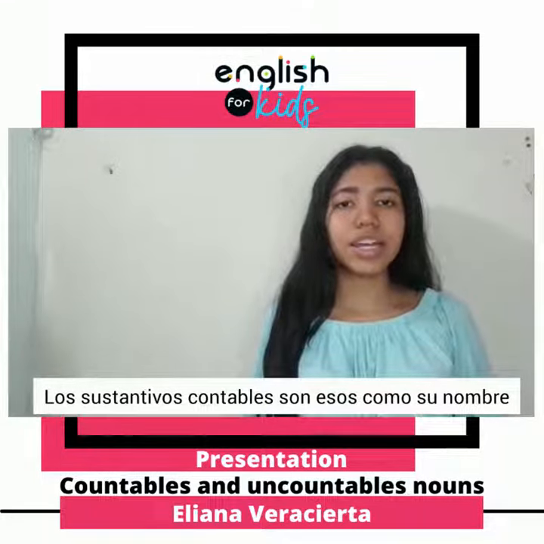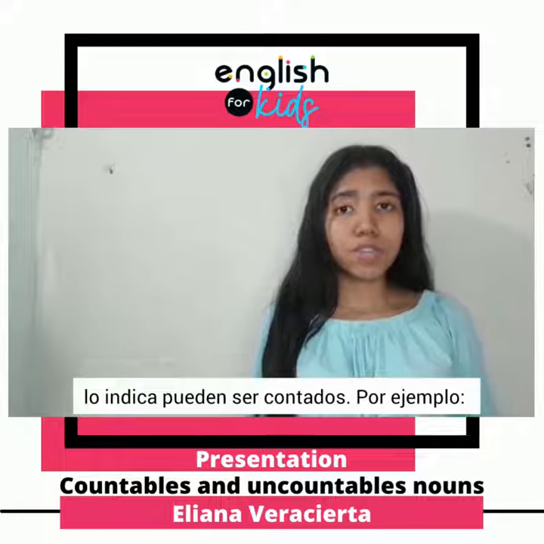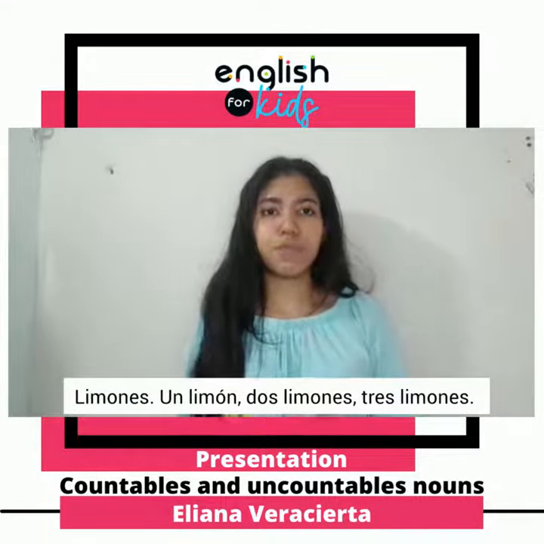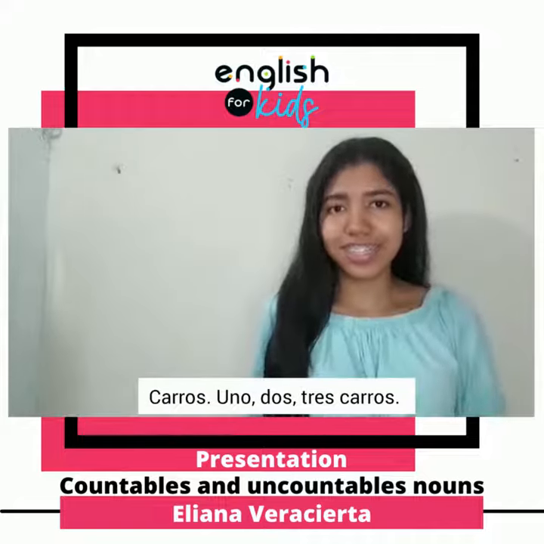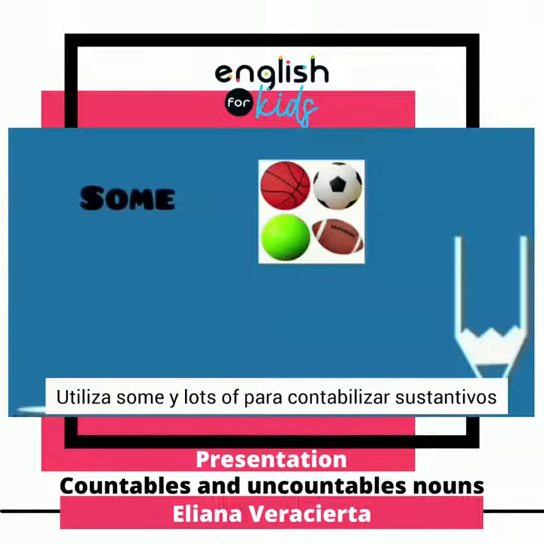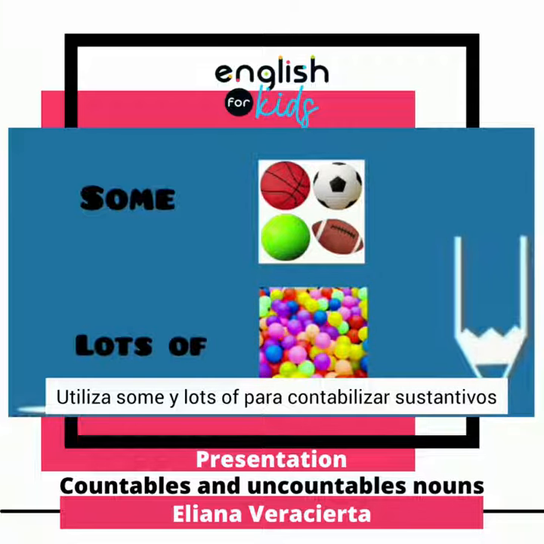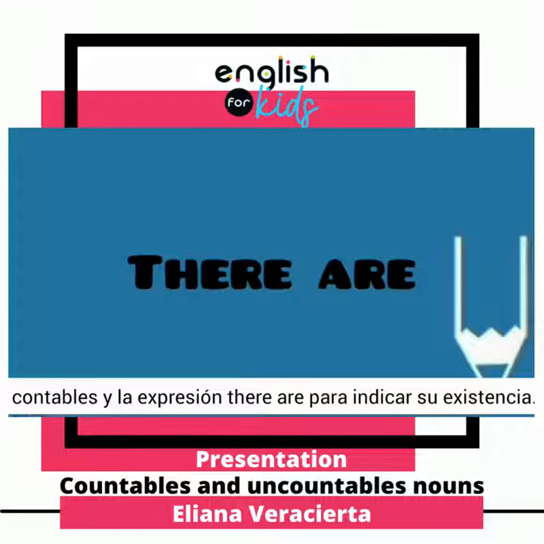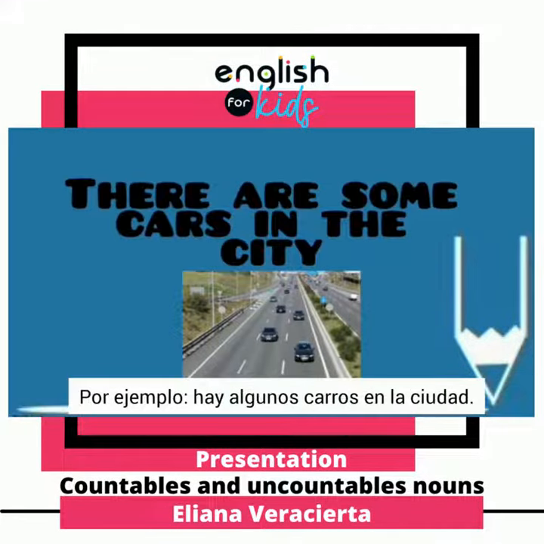Countable nouns are those that, as their name indicates, can be counted. For example, lemons: 1 lemon, 2 lemons, 3 lemons. Cars: 1, 2, 3. Use the expressions "some" and "lots of" to quantify countable nouns, and the expression "there are" to indicate their existence. For example, there are some cars in the city.